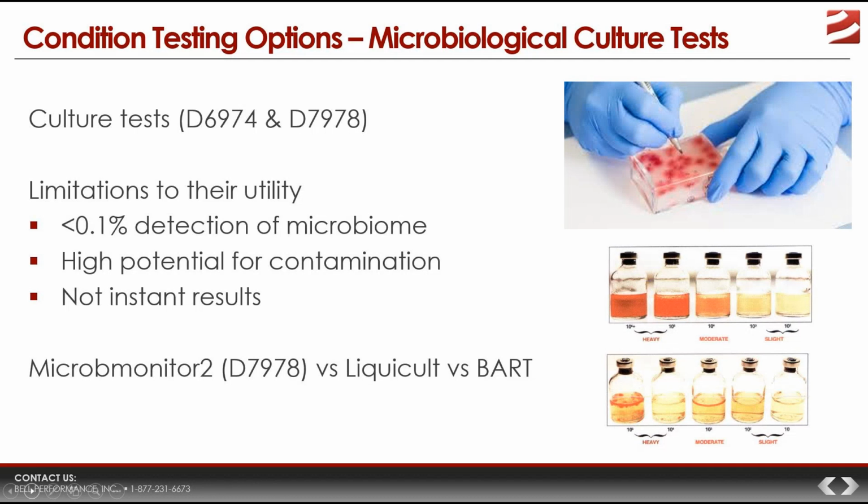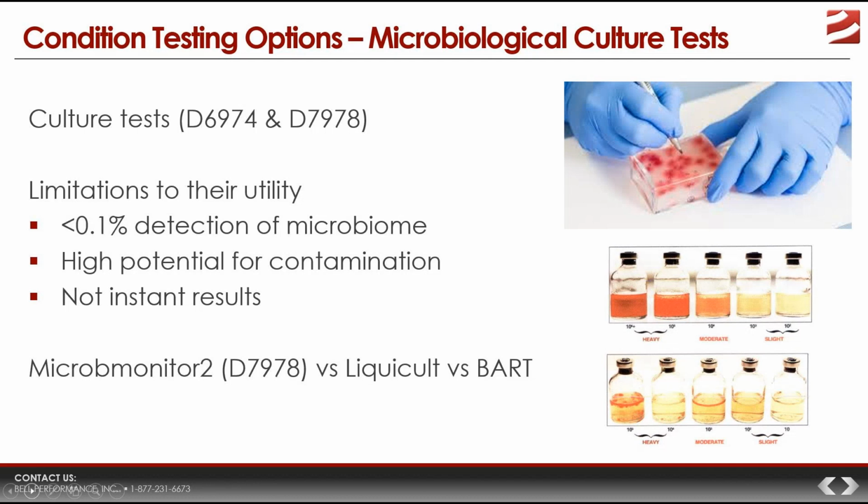There's also LiquiCult. LiquiCult is also known as non-selective broth. It contains a dye that turns red as the microbes grow and produce acid. And so you leave them for a given amount of time, and then you have to check them. And then depending on the color, they give you the ability to interpret what that corresponds to with respect to the amount of microbial presence in the sample.